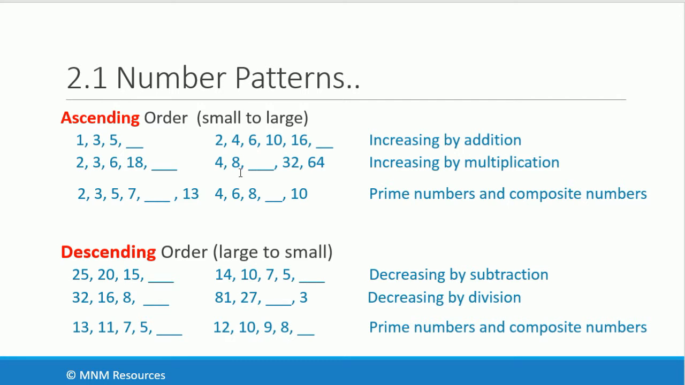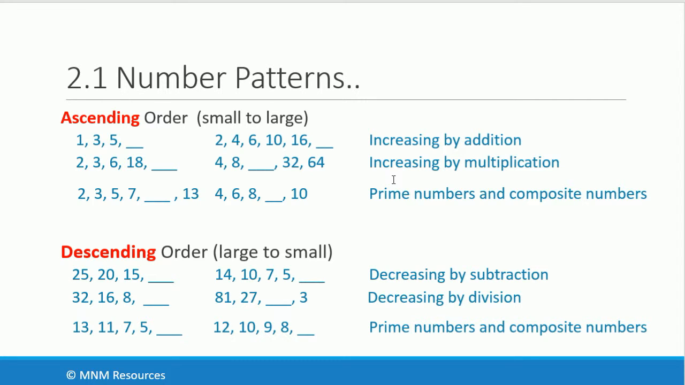Let's check if we've got the right answer. 8 times 2 is 16, which will be the answer. To check if it's right, 16 times 2 should be equal to 32, and it is. So we know we've got the right answer. You might also see number patterns involving prime numbers and composite numbers.